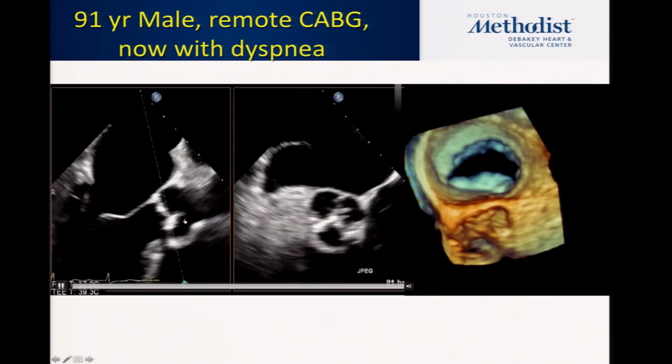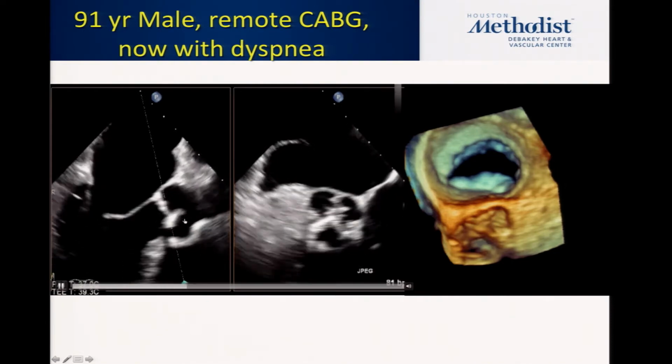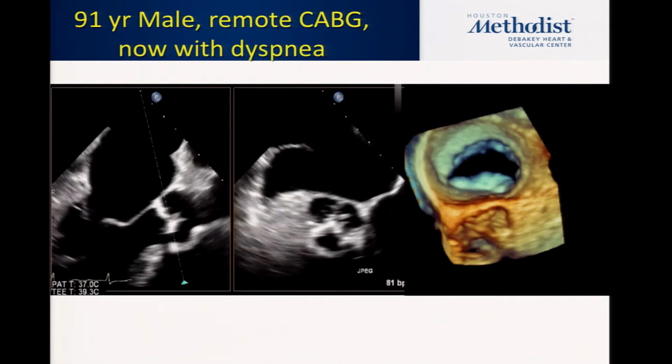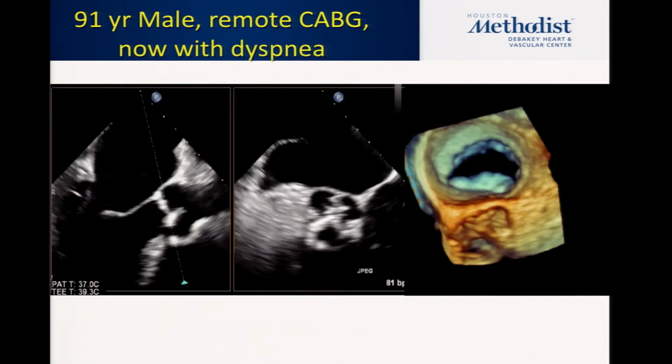But the other problem here is the aortic valve. In this case, the aortic valve is severely stenotic. So this is that double whammy. How do we figure this out? And what do you treat first?